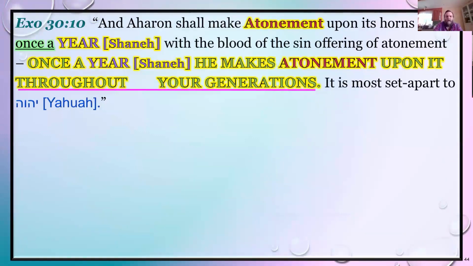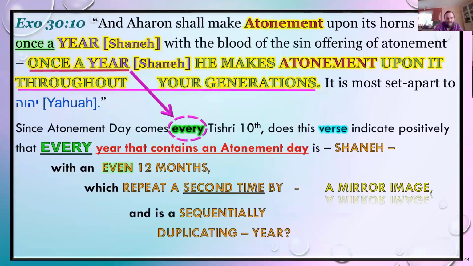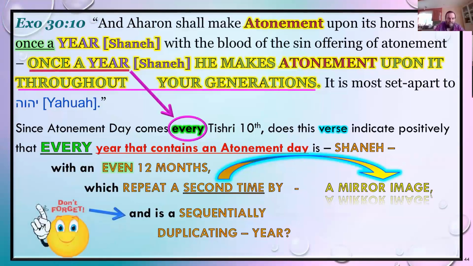I'll continue. With the blood of the sin offering of atonement, once a year, that is Shanei, he makes atonement upon it. How often? Throughout your generations. It is most set apart to Yahuwah. Once a year. Since Atonement Day comes every Tishri 10th, does this verse indicate positively that every year that contains an Atonement Day is Shanei? Every year will include an even 12 months, and every year will repeat a second time by a mirror image, and every year will be a sequentially duplicating year. Is that what this is indicating to us?